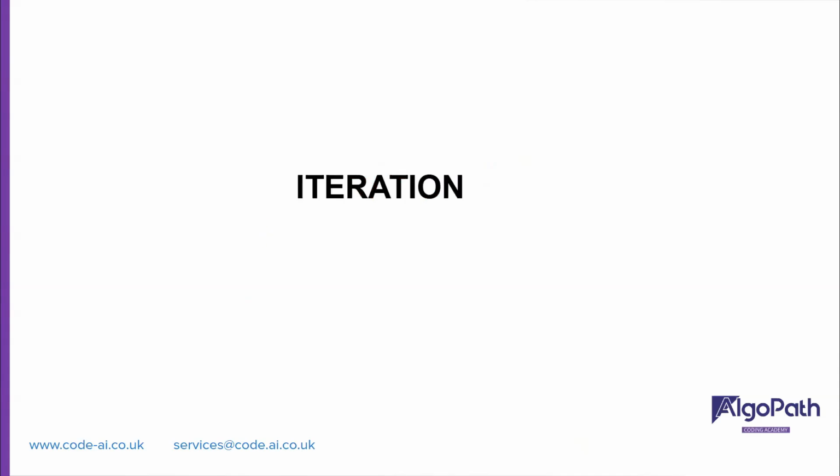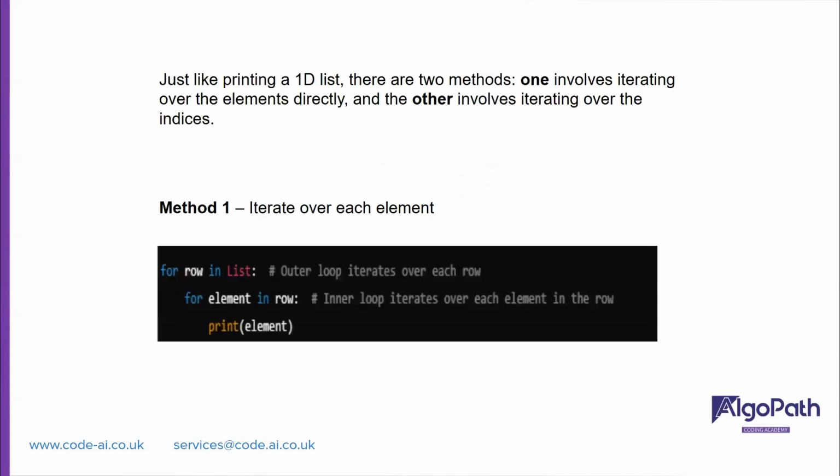Let's have a look now at iterations. What are iterations? How do we iterate over an element, so to speak? Well, the first method is very simply setting up an outer loop and an inner loop. And here we have the row and the element. So we have a list, and we make a variable which is called row, and that's going to run around this list.